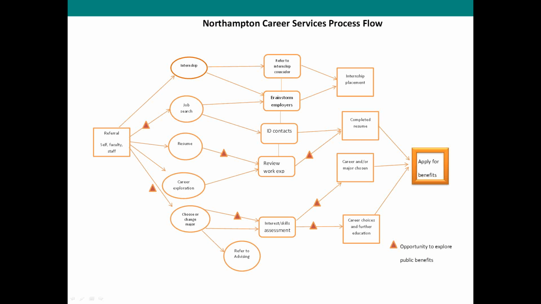So what I did was sit down and ask, where do they get referred? You can see there that many career services students are self-referred, and these are the things they might be coming to the career services office to find out. We also added to this one, you'll see the red triangles. That's where we decided it would be helpful for staff to understand these are the points where you could have that discussion about the student's finances.